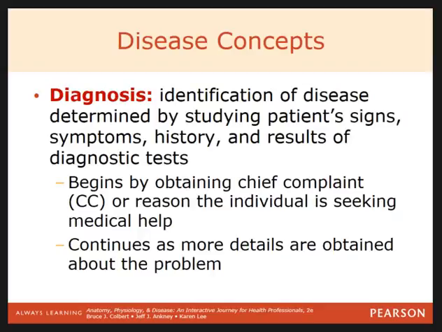Now, in determining what the disease is, that's known as a diagnosis. So we're able to identify the disease by the patient's signs, symptoms, the history of the patient, and results of diagnostic testing. So if somebody has flu-like symptoms and they've been in this area of Miami, they may be looking to see if they have Zika virus. So they would have to do a blood test to have that diagnosis.